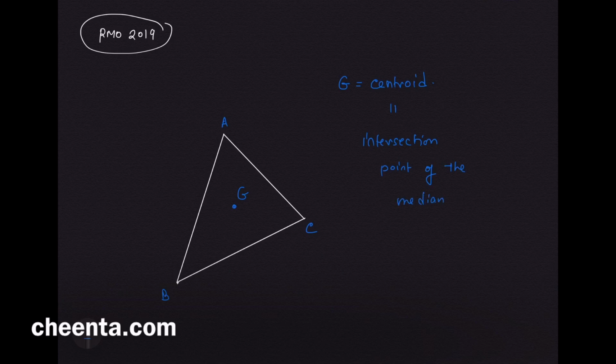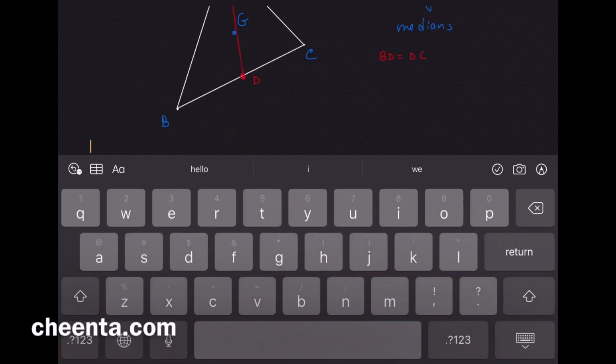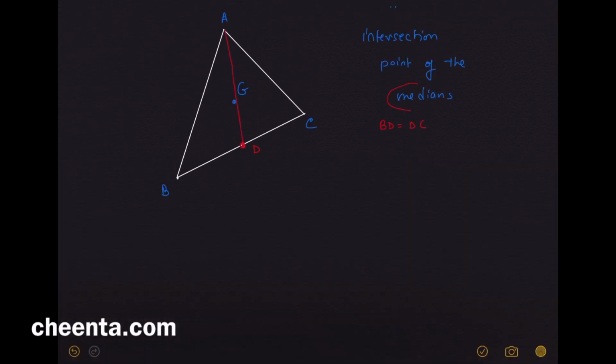So what this means is, if you join the point A with the point G and produce it, suppose it meets BC at D, then D is the midpoint of BC. So BD is equal to DC. That's the meaning of the word median. It is the intersection point of the lines joining the vertices with the midpoints. So let's draw this one as well. Let's call this one F. So we have D, E, and F.